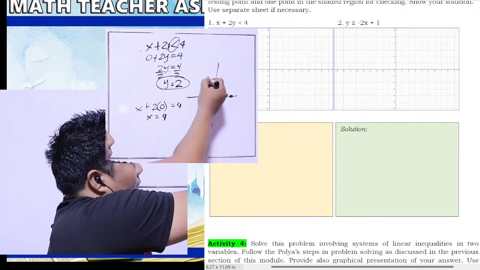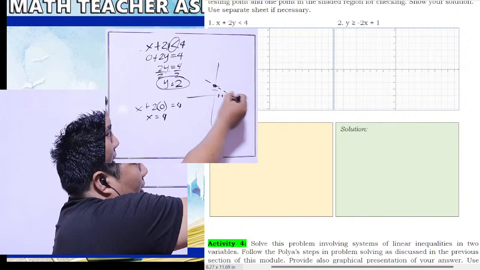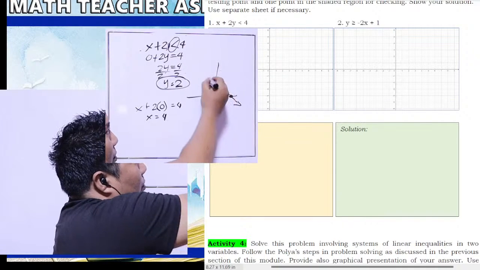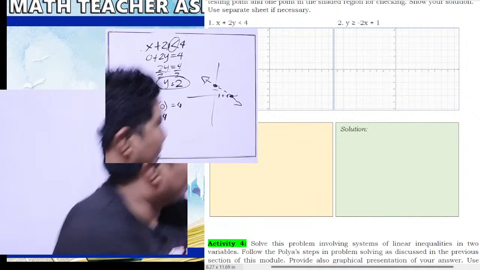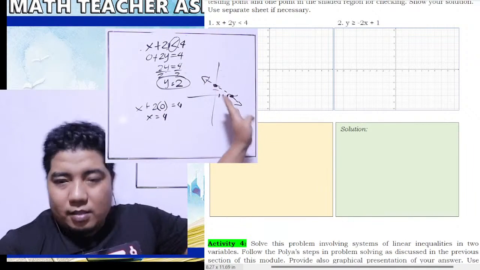And since this symbol is a less than symbol without the line below, which means equal, therefore, it is a broken line. So, I will make a broken line there. Okay. So, broken line tayo dyan. At yan na ang magiging graph natin.